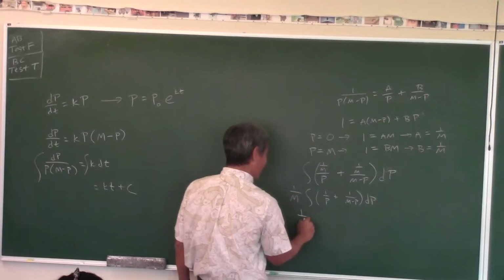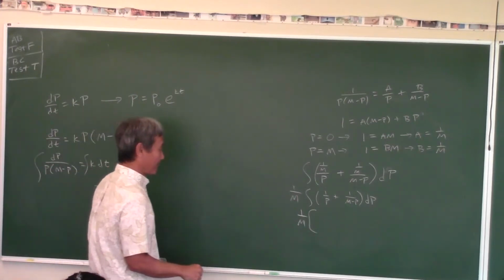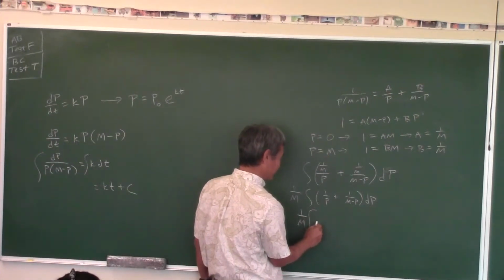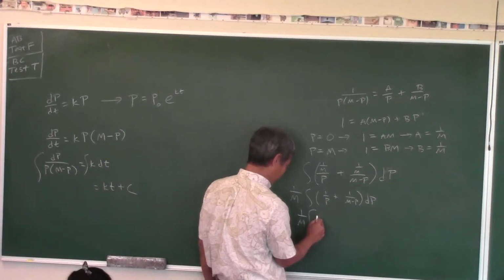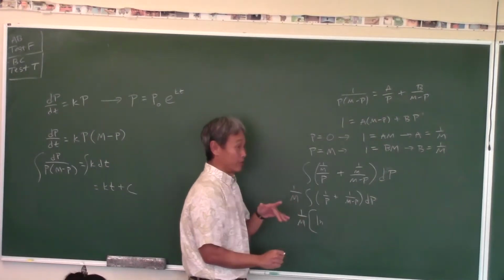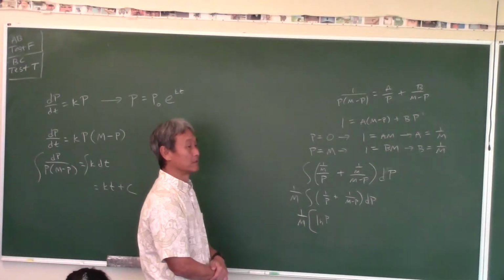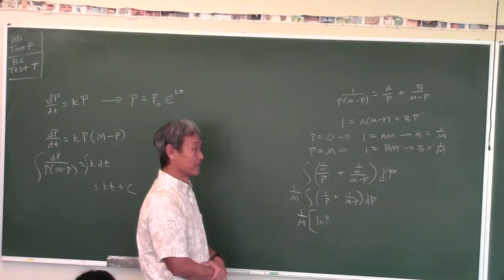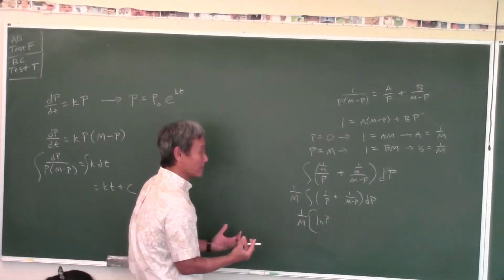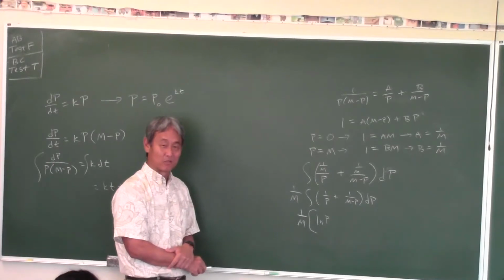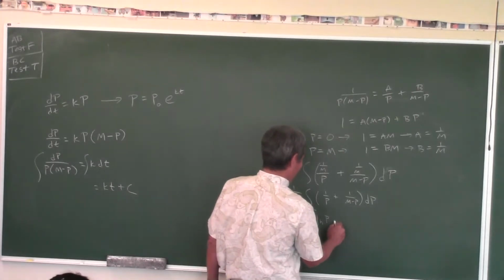Now, if we find the antiderivative of this, what do you get, Hanuman? ln of the absolute value of p. How come you don't need the absolute value though? Because obviously it's not going to be negative. It's a population of moose.